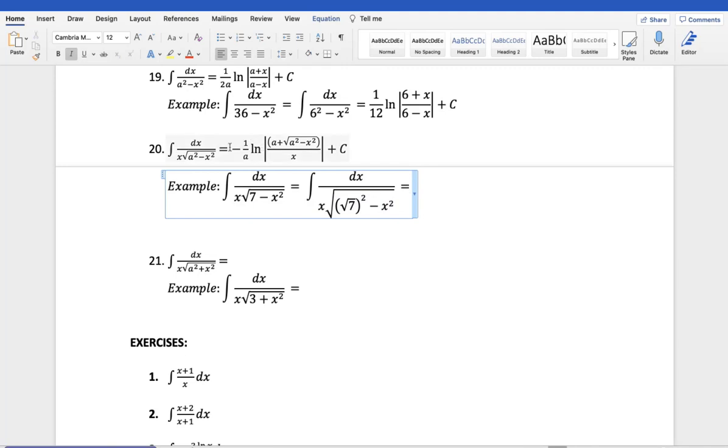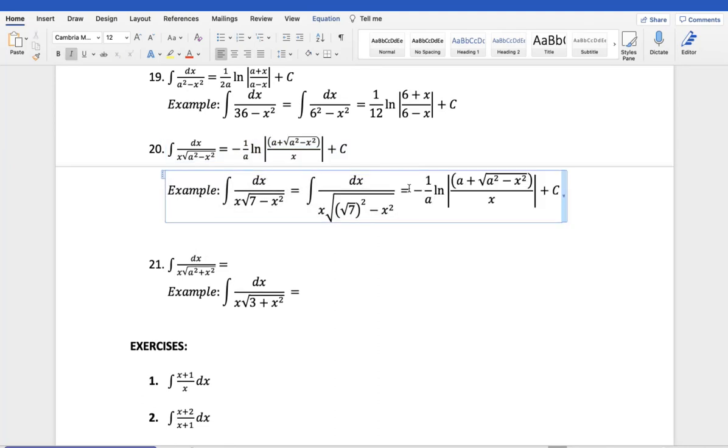And when we apply that to our general formula here, we have that it's equal to negative 1 over the square root of 7 multiplied by ln of the square root of 7 plus the square root of the square root of 7 squared, which is just 7, minus x squared, all divided by x under the absolute value sign, plus our constant of integration c.